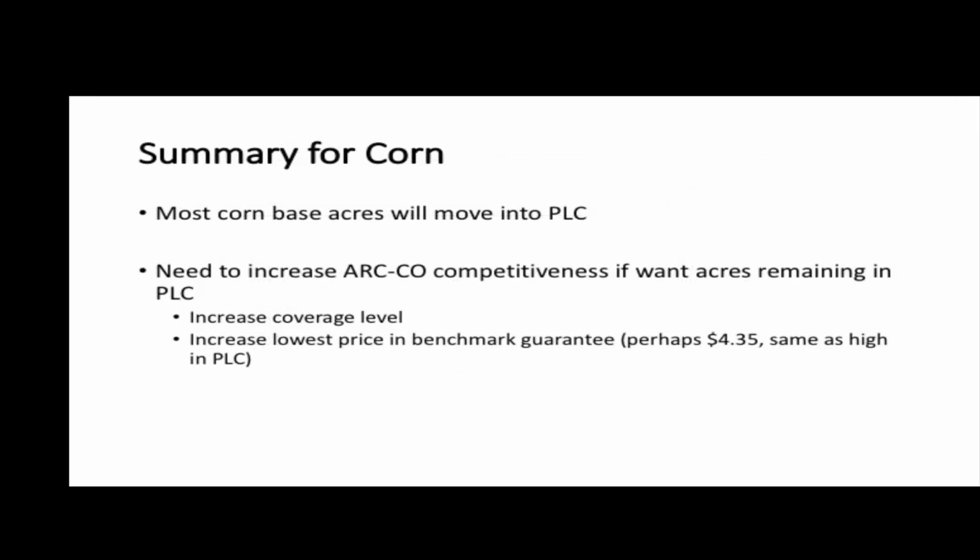Some of the things that could happen to ARC County is an increase in coverage level, so increase that coverage level from 0.86 to 0.9 or higher. Another alternative is to increase the lowest price in the benchmark. So rather than flooring prices moving into the benchmark price at $3.70, do something higher. Perhaps you could do something like $4.35, and that number would get you close. Then 0.85 times $4.35 would get close to prices below the reference price, triggering payments.